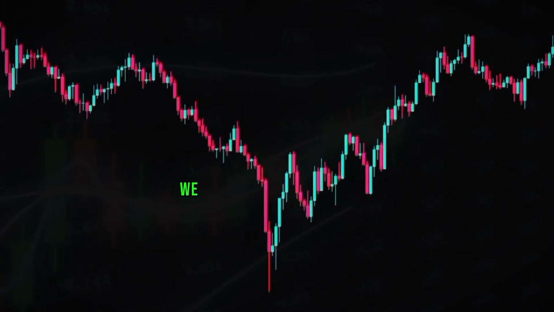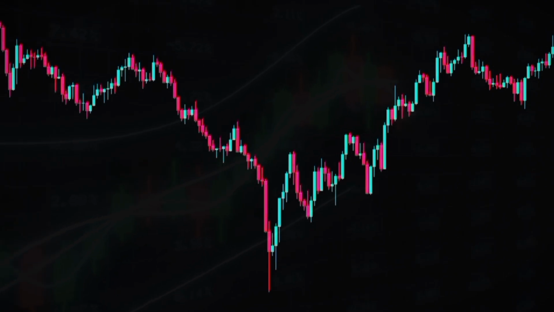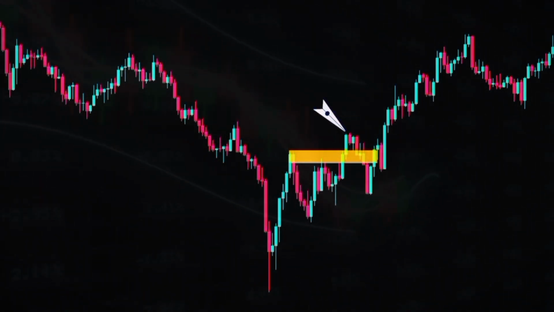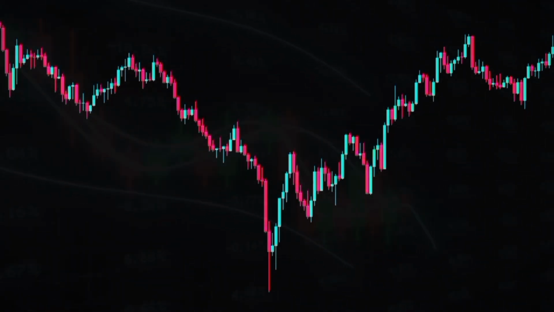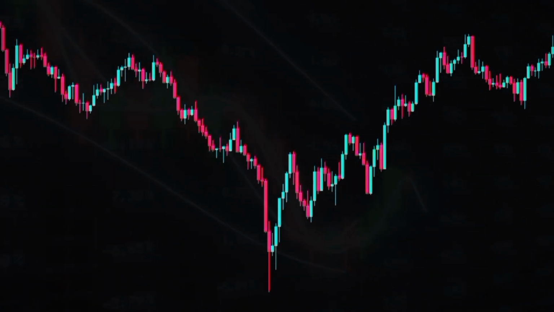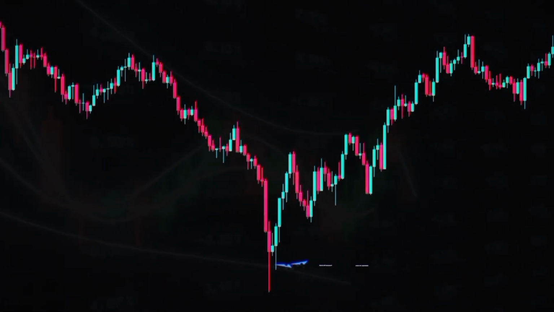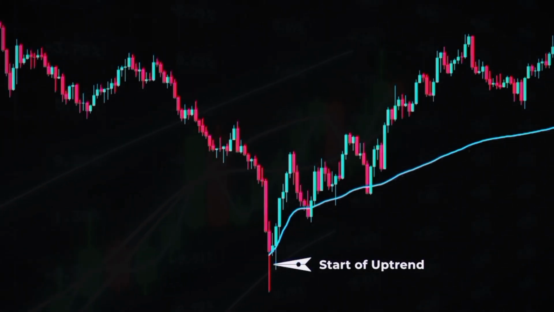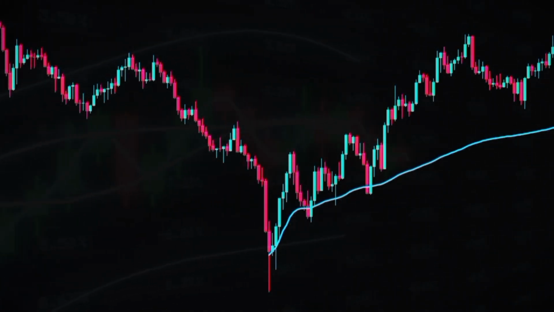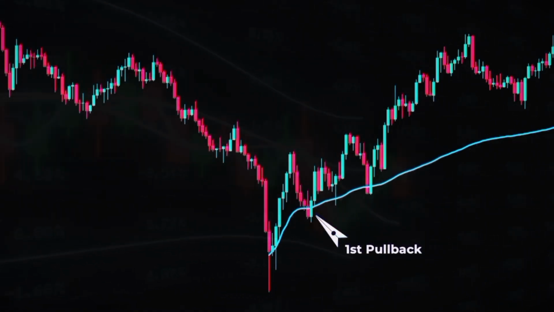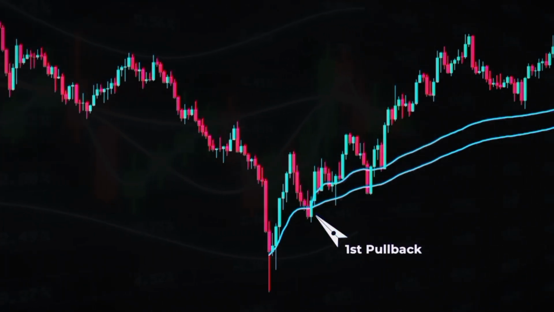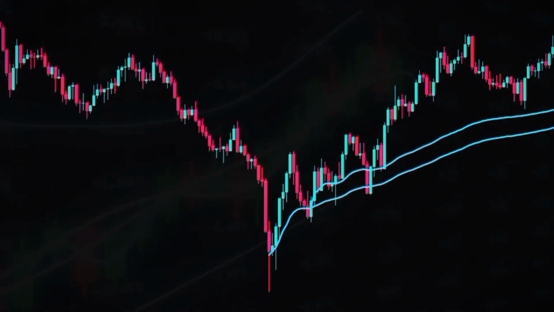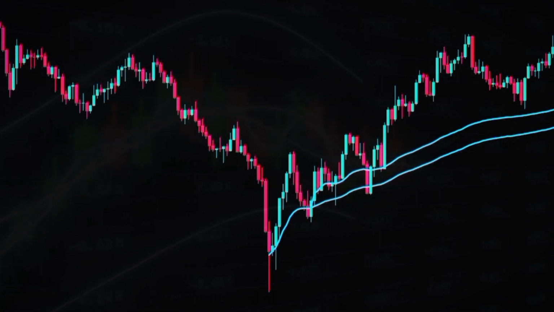Here initially, we witnessed a huge down move. Then the price stalled and created this high. The price then broke above the high to create a higher high. At this point, this might be the start of an uptrend. We select this candle as the starting point of an uptrend and plot an anchored VWAP from here. Next, we identify the first pullback in the trend and plot another anchored VWAP from the end of the first pullback. Now we have successfully created bands with anchored VWAP.